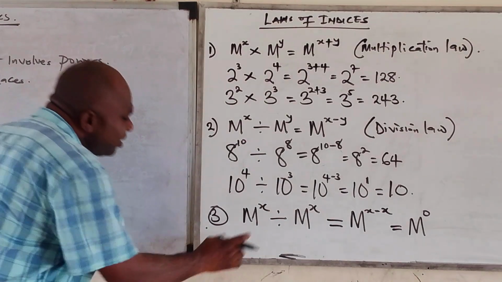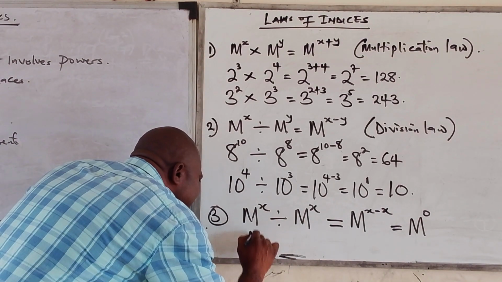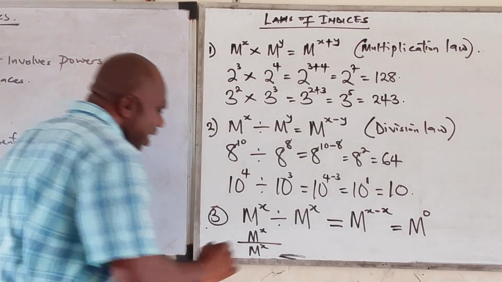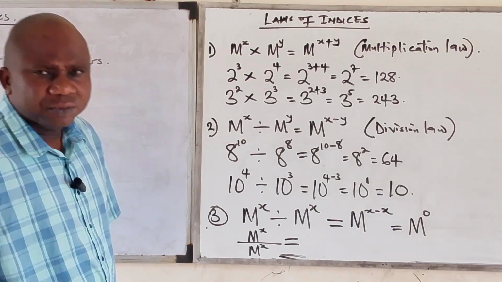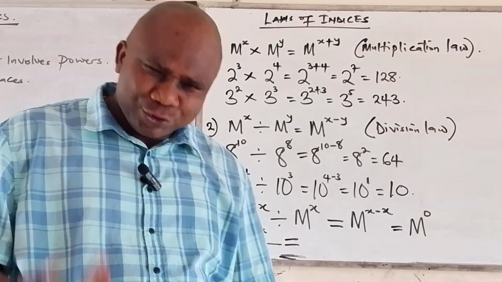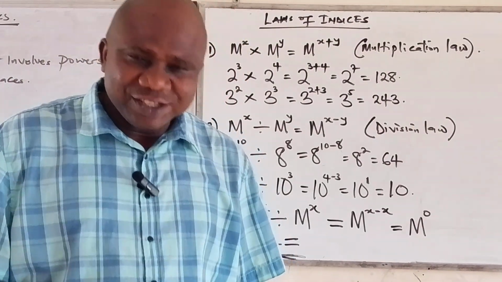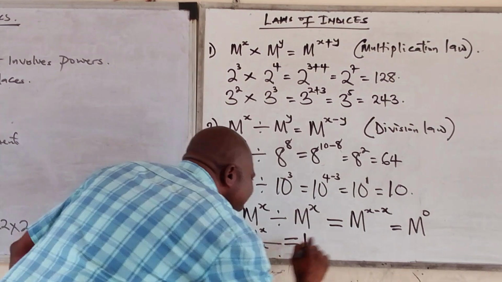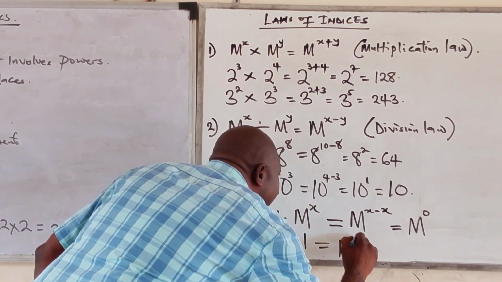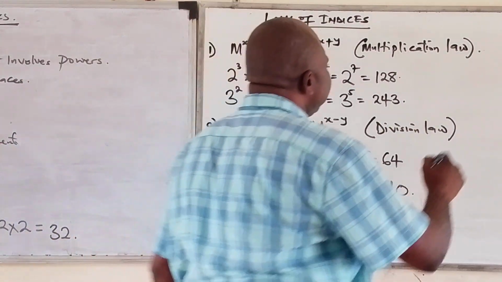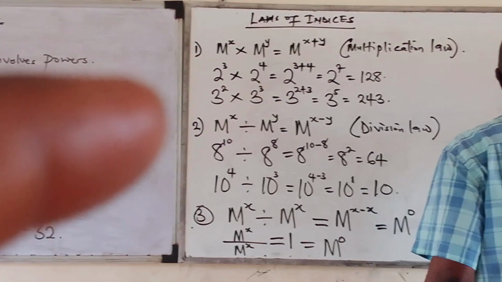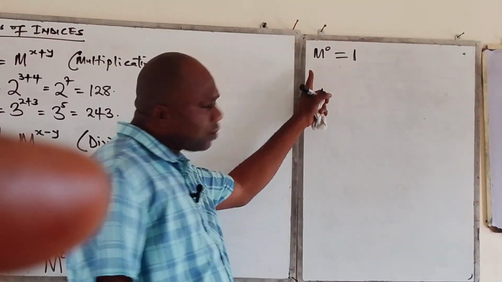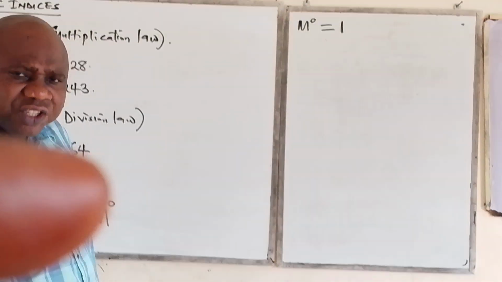But we all know that m power x divided by m power x is the same as m power x divided by m raised to the power of x. And we know that any number divided by itself is equal to 1. 100 divided by 100 is 1, 10 divided by 10 is 1, 6 divided by 6 is 1. So m power x divided by m power x will give us 1, and it's the same thing as m raised to the power of 0. So in indices, m raised to the power of 0 is equal to 1. Any number raised to the power of 0 must be equal to 1.